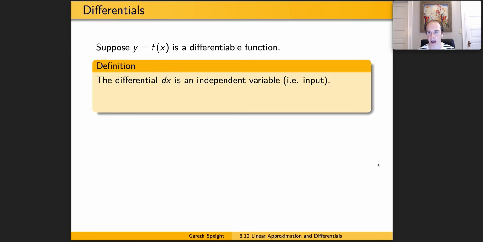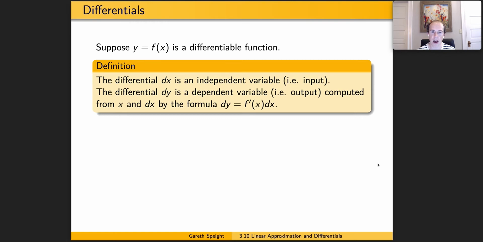Dx is something we input. Like x in an equation, we have something involving x, we plug in a value of x, we get something out of it. Dx is something we're going to plug in. And then the differential dy is an output. So it's a dependent variable, and it depends on both the value of x and dx. So if I give you an x and a dx, which could be different values, you can compute dy according to this formula, just multiply them. Just multiply f prime of x by dx.